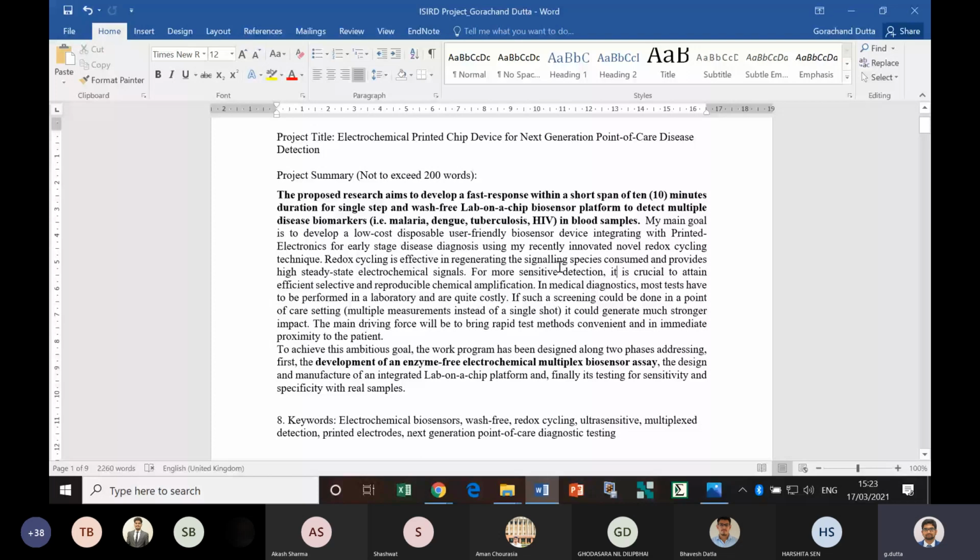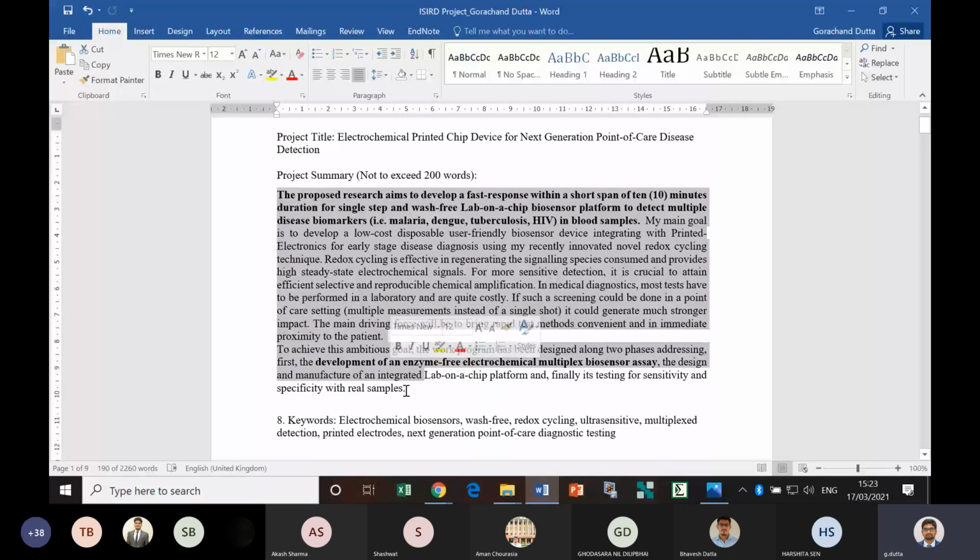Then some sentences like: I will use a redox cycling amplification system to increase the signal-to-background ratio, because I already taught you the redox cycling system. So maybe you can use that amplification method. Some new things, because maybe it is not reported until now for this, so that's why I mentioned it. Like this, you have to propose a summary.